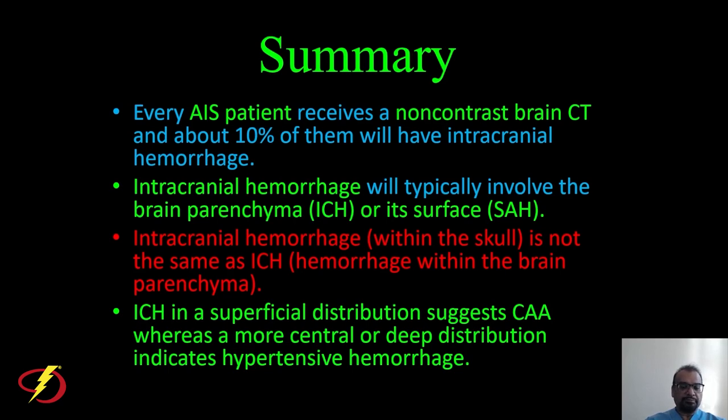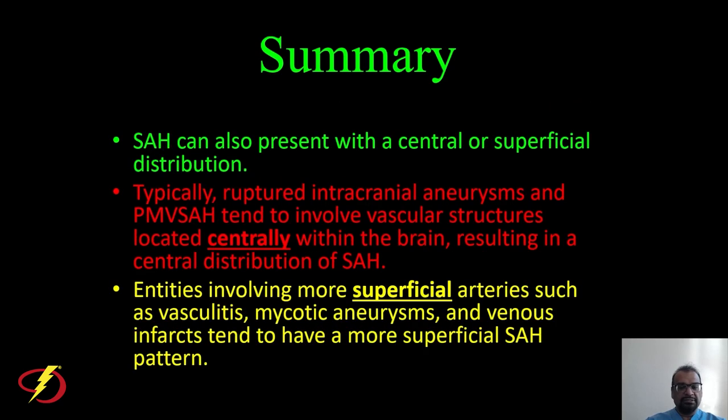When we see a superficial distribution of intracerebral hemorrhage, we think of cerebral amyloid angiopathy, whereas a more central or deep distribution indicates hypertensive hemorrhage. Subarachnoid hemorrhage can also present with a central or superficial distribution. Typically, ruptured intracranial aneurysms and perimesencephalic venous subarachnoid hemorrhage, so aneurysmal and venous subarachnoid hemorrhage, tend to occur in more central locations within the brain, resulting in a central distribution of subarachnoid hemorrhage. Entities involving more superficial arteries in the subarachnoid space include vasculitis, mycotic aneurysms, and venous infarcts. So these three entities, vasculitis, mycotic aneurysms, and venous infarcts, tend to have more superficial subarachnoid hemorrhage patterns.